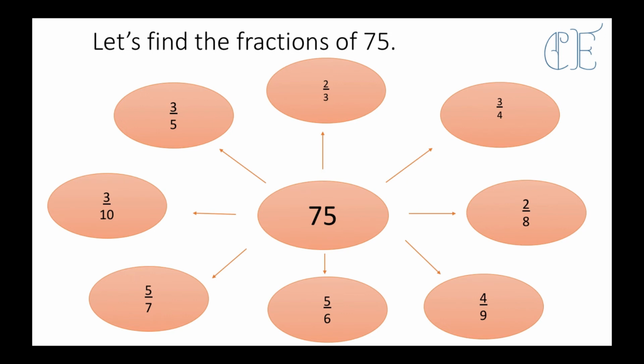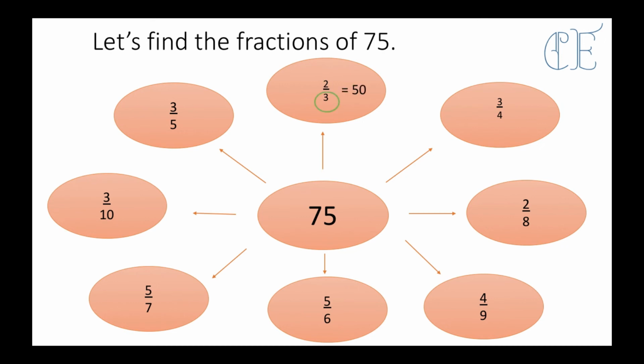Okay, if you paused the video, let's go through the answers. Now, as you can see on these ones, all of the numbers on the top are not 1, so we're going to have to do some division and some multiplication in these questions. So, 2/3 of 75. 75 divided by 3, and then your answer times by 2. So 75 divided by 3 is 25, and then 25 times 2 is 50.